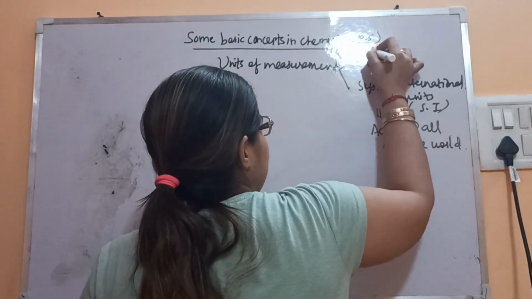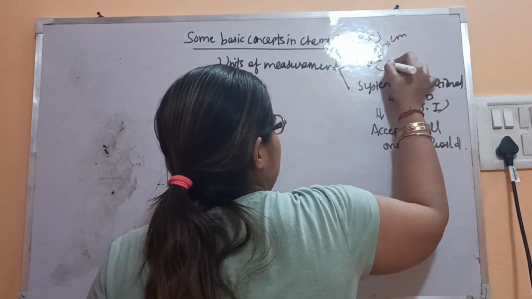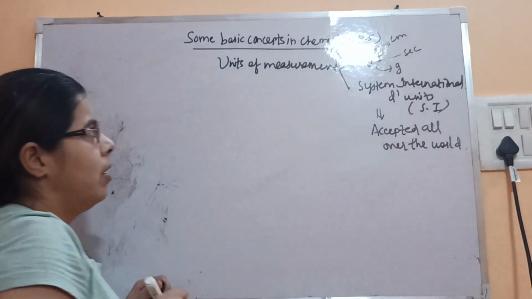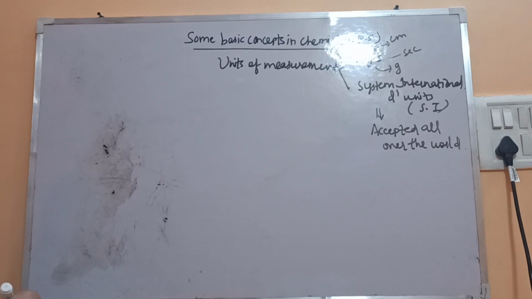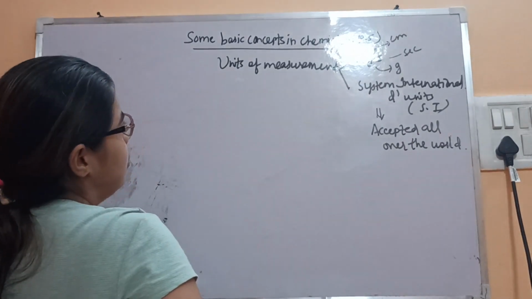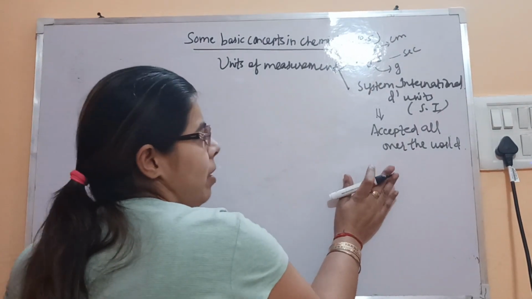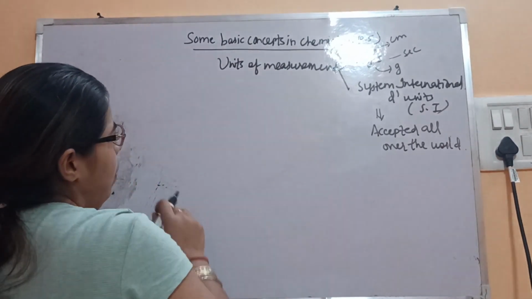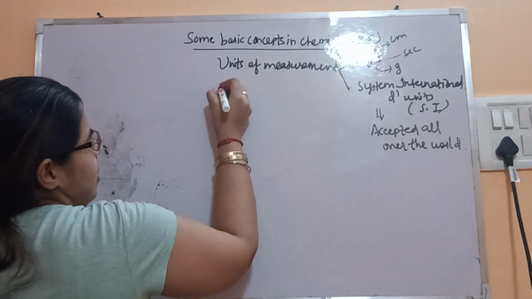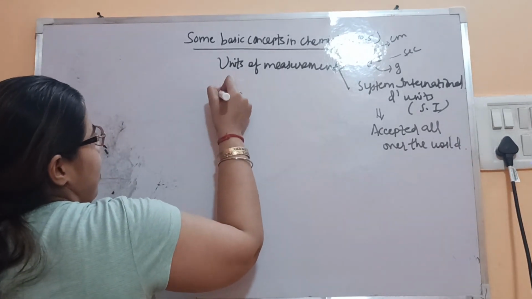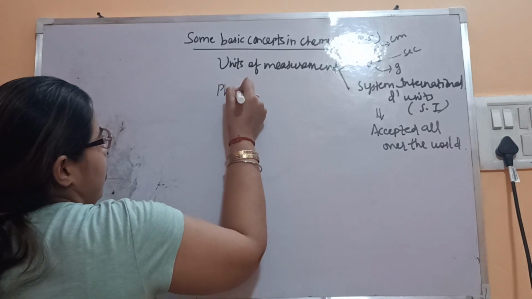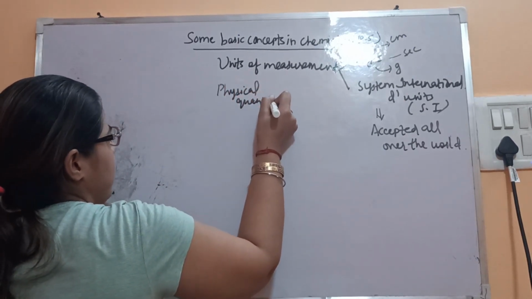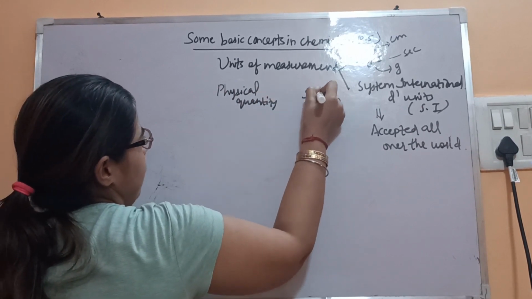CGS: C is for centimeter, G is for grams, and S is for second. Overall, SI is accepted, so that's why it is known as SI unit. Here we'll write the physical quantity, and here we'll write the SI unit.